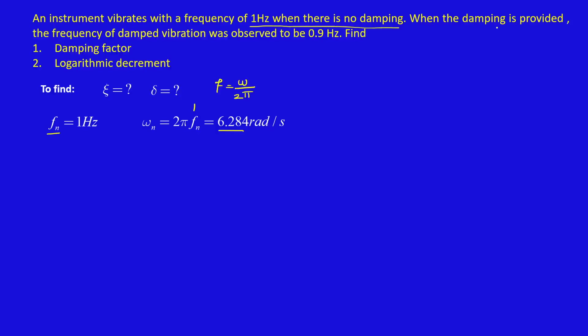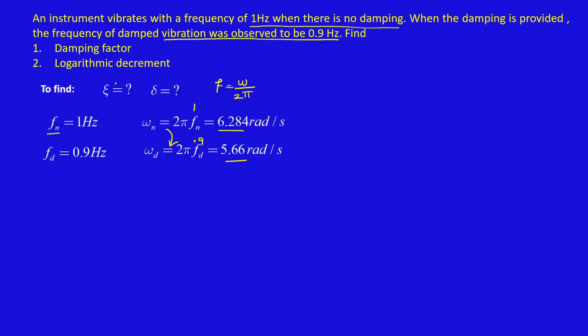When the damping is provided, now we are providing damping, then the frequency was observed to be 0.9 Hz. Damped frequency Fd equal to 0.9 Hz. Now we can convert that: omega d equal to 2 pi fd. Same formula, only thing is instead of natural frequency, we are substituting damped frequency. Then substitute the value, 2 pi into 0.9. You will get 5.66 radian per second.